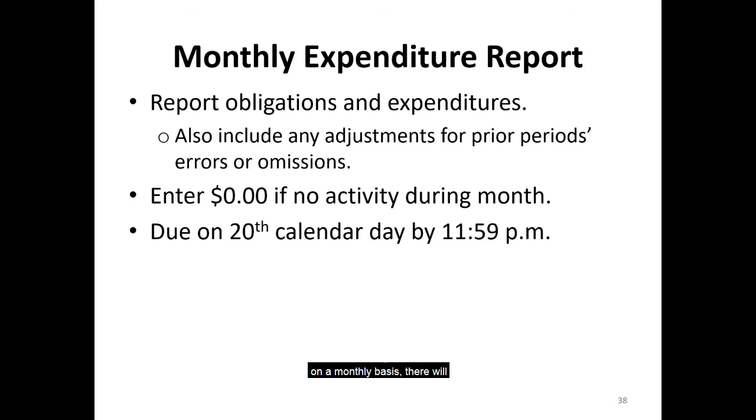So on a monthly basis, you'll be reporting your expenditures and obligations, and also you'll be reporting any adjustments that you may have related to a prior period, because as we had mentioned, once we post these reports to the system, they can no longer be changed, so you have to go in and make those adjustments in a current period such that your cumulative expenditures as of the end of the period are accurate. Also, enter zero if no activity.